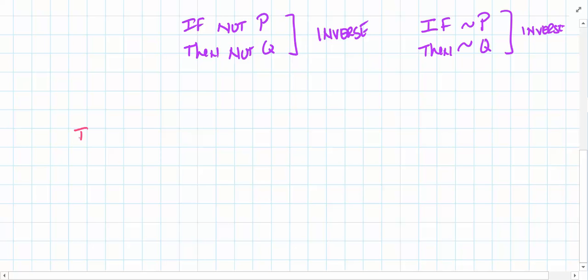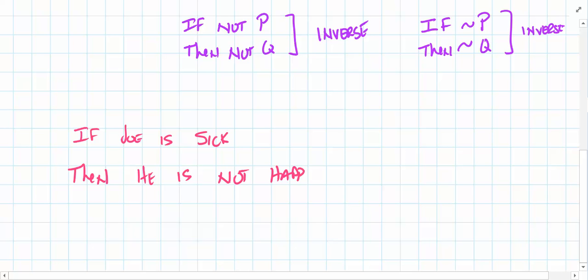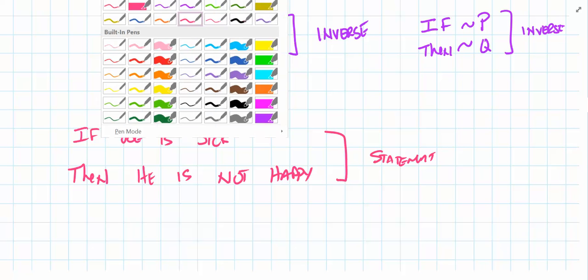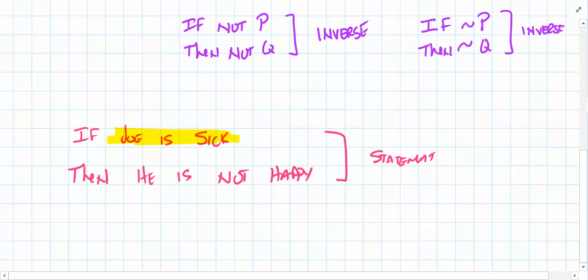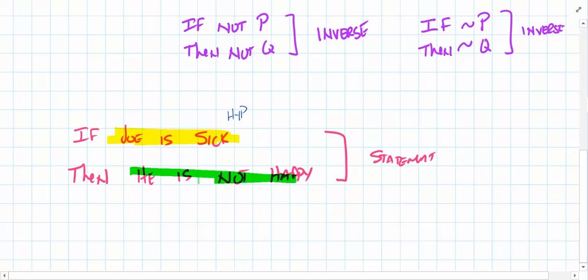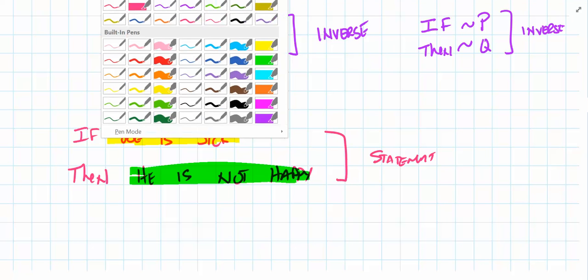If Joe is sick, then he is not happy. Okay, ladies and gentlemen, this is my statement. First of all, can you identify for me what is the hypothesis? Joe is sick. Very good. I'm going to highlight that for you. There's the hypothesis. What's the conclusion, ladies and gentlemen? He is not happy. This right here is the conclusion.